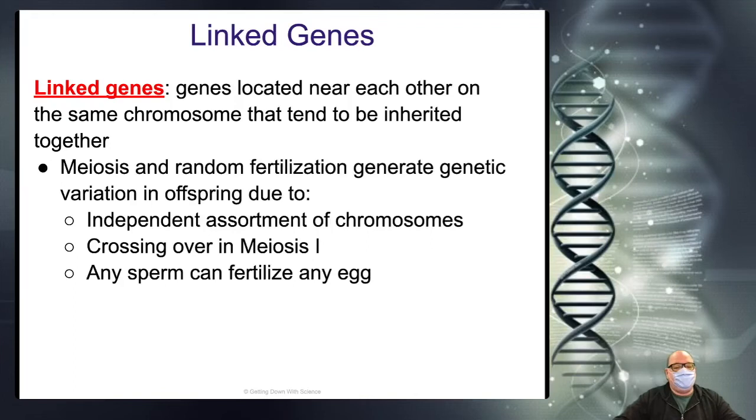So, a lot of things create randomness, okay? Independent assortment of chromosomes. If things are on different chromosomes, they cannot have any linkage whatsoever, okay? We have crossover, and we have random any sperm, any egg, okay? So we have all this randomness. But if we take out small amounts of the randomness, because they're on the same chromosome, and because they're close together on the same chromosome, we get linked genes.